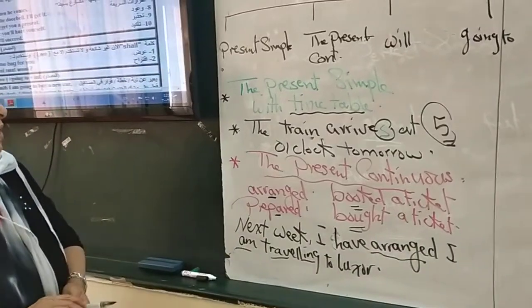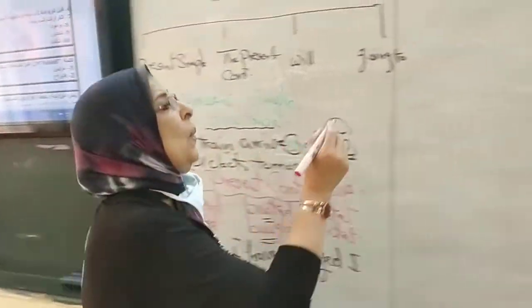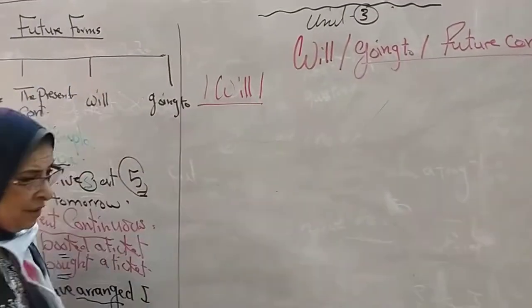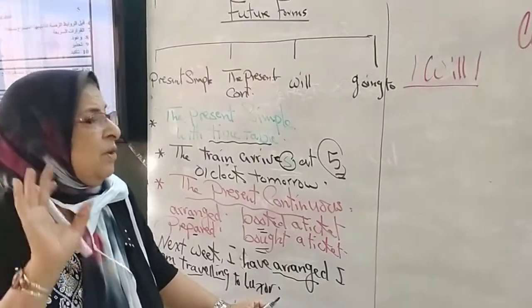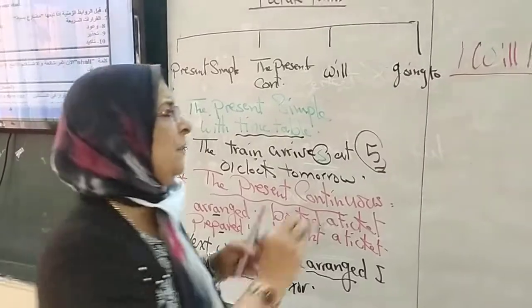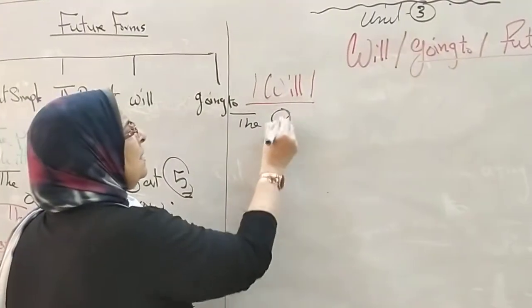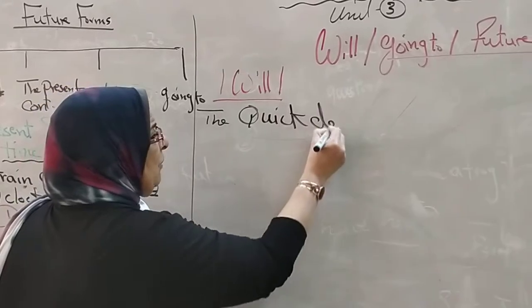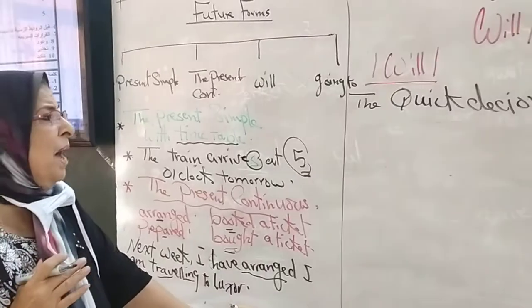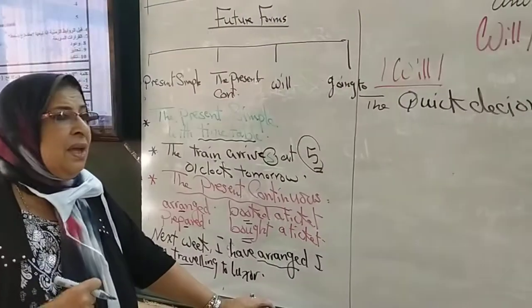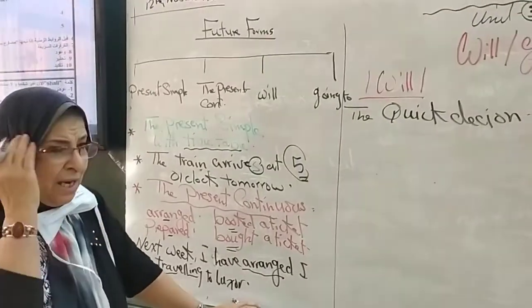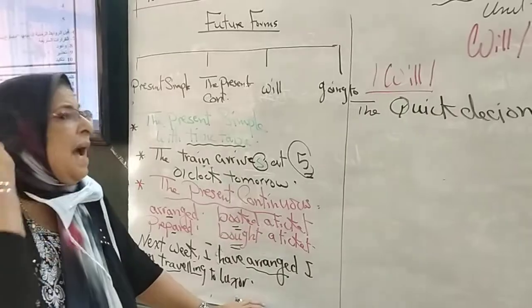Now, I'm going to deal with number 3, which is will. When do we use will to express the future? I have 6 or 7 things that I must use to express will. Number 1, we have the quick decision. If you have a quick decision, you are going to use will. Your uncle came back from Europe. I will call him. The doorbell is ringing. I will open. The phone is ringing. I will answer. Here you didn't think. You just take a quick decision.